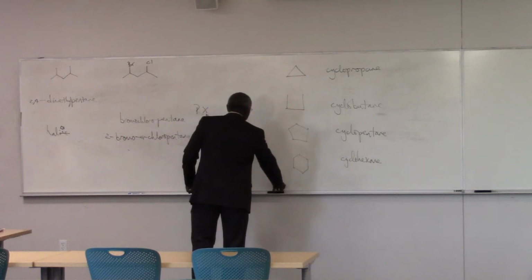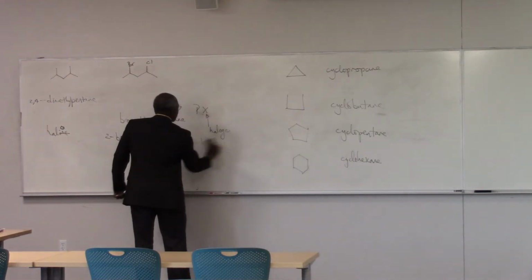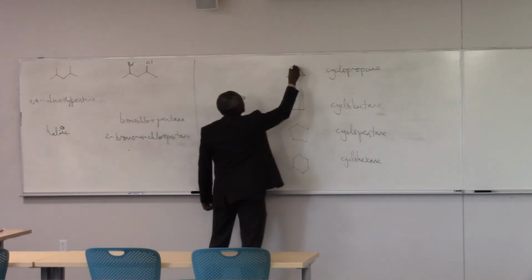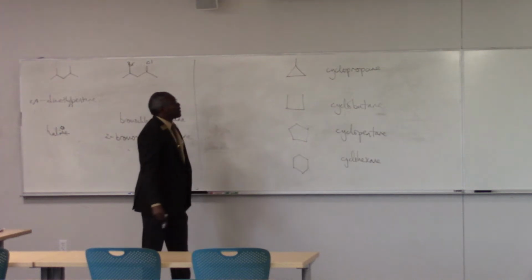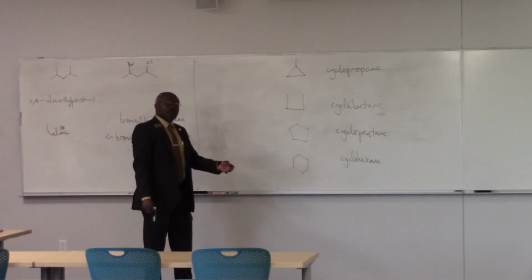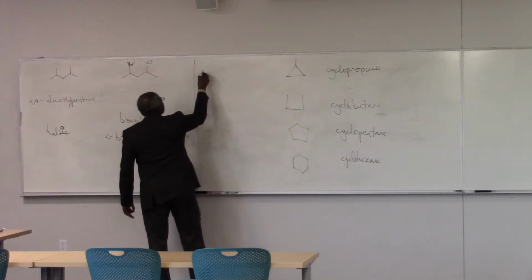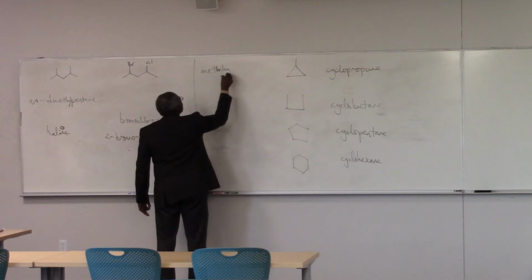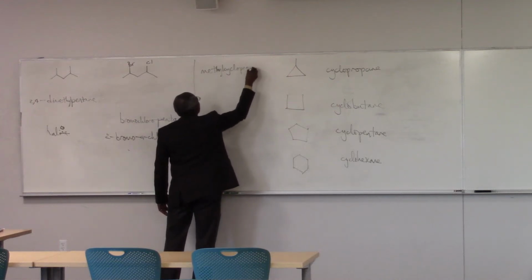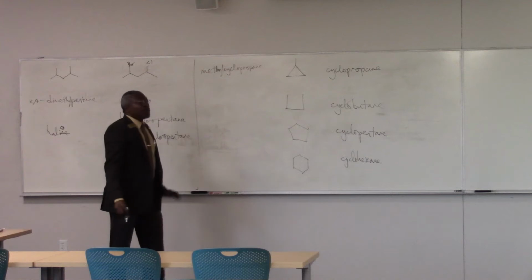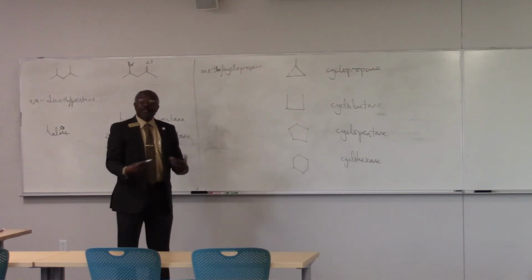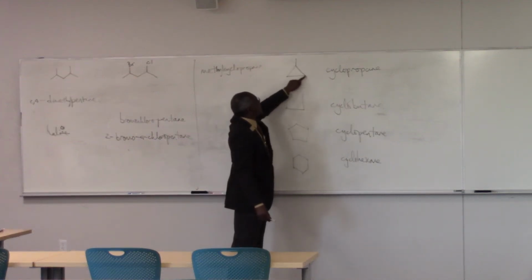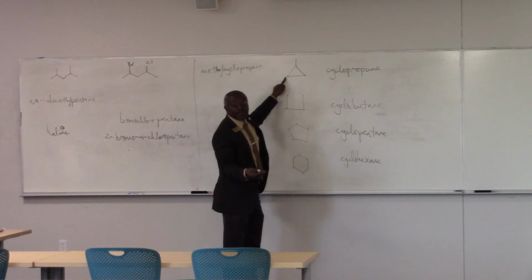Well, what if we have substituents on the rings? So if I have this compound, what do I call that compound? Well, that's a cyclopropane, but it's got a methyl group on it. So I'm just going to call this methylcyclopropane. Now, I'm not going to give it a locant because it's understood that whether I put the methyl on this carbon, or that carbon, is the equivalent compound.